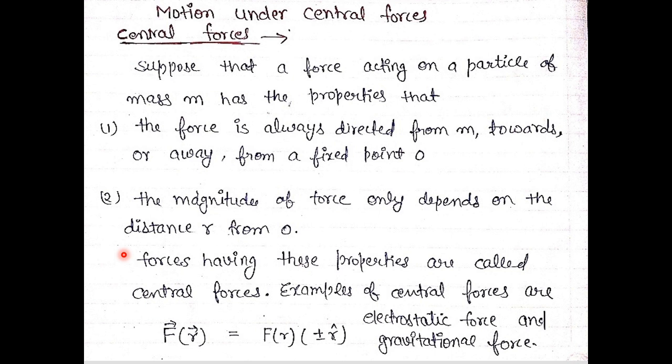Some examples of these forces are the central electrostatic force and also the gravitational force. In mathematical form, we can write F(r) equals f(r) r cap, with a plus or minus sign. Here f(r) is the magnitude of the force and r cap is the unit vector. The plus minus sign defines that it can be attractive or repulsive also.